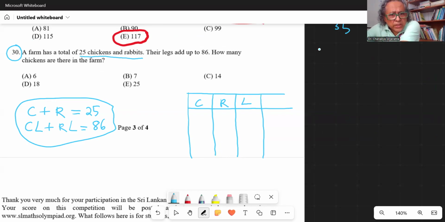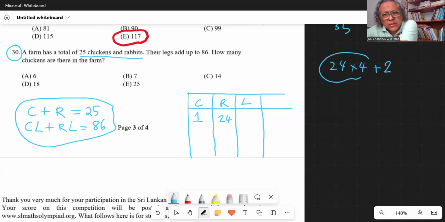So we can start with one chicken. One chicken means 24 rabbits. How many legs? So 24 times 4 plus 2. The chicken has only 2 legs. So what is 24 times 4? 20 times 4 is 80. 4 times 4 is 16. So it is 96. Plus 2, it is 98. It is not 86.